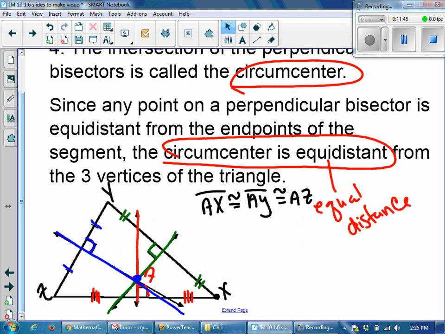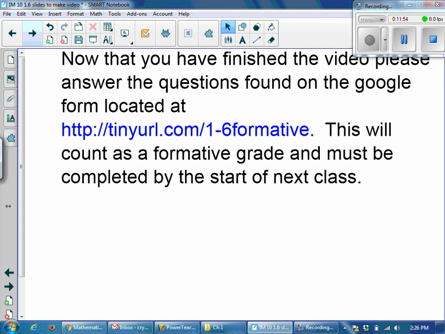So we've quickly gone through some definitions and some properties of these four types of segments and then the intersections of the segments. So now you have some questions that I'd like for you to answer.